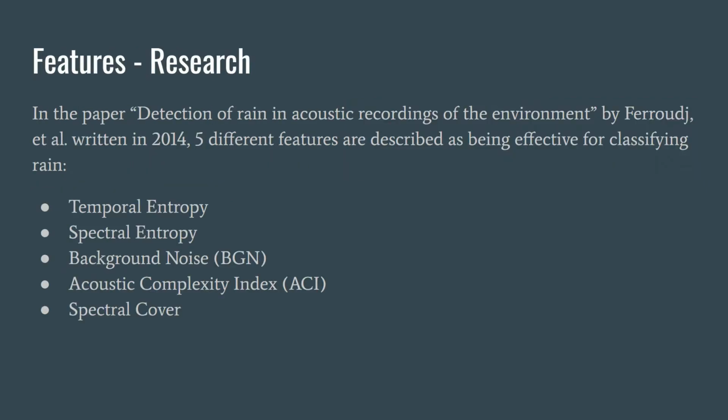Now that we've determined our training data, the next thing to do is determine what features we want to extract from that data. In detection of rain and acoustic recordings of the environment, 5 different features were detailed as being particularly good at classifying rain. Those features were temporal entropy, spectral entropy, background noise, acoustic complexity index, and spectral cover.